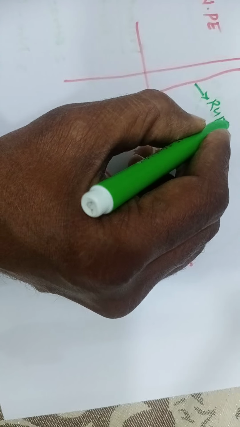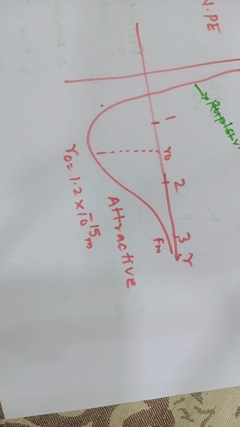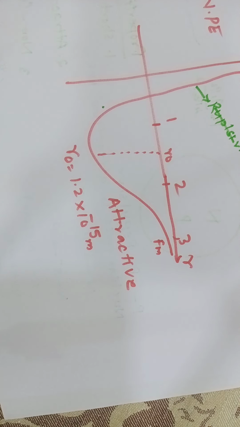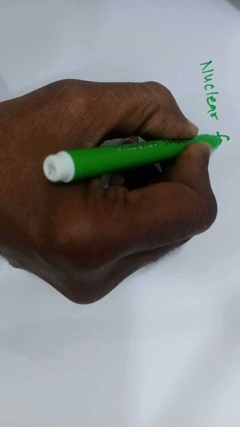Generally it is attractive only. And as we have mentioned, there are two processes that are very, very important as far as the binding energy curve is concerned. One is called nuclear fission and the other is fusion.